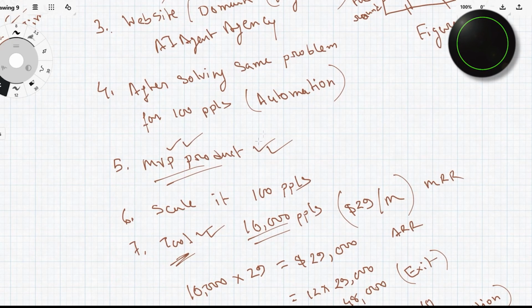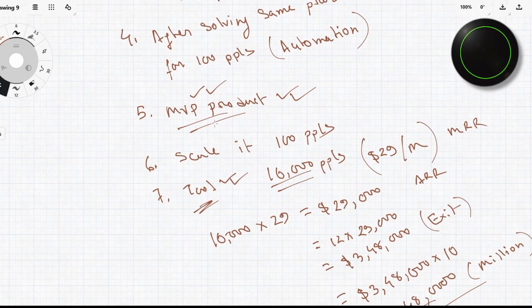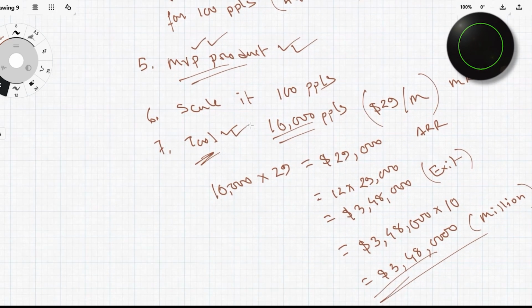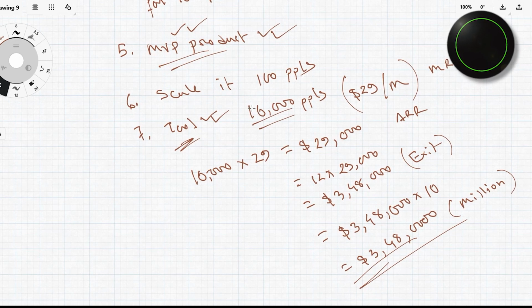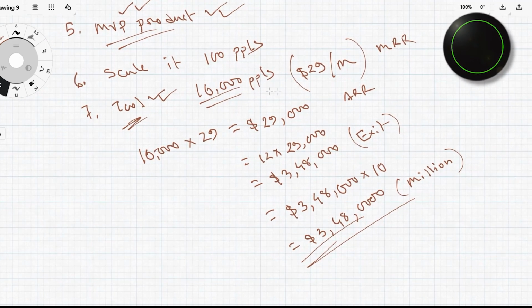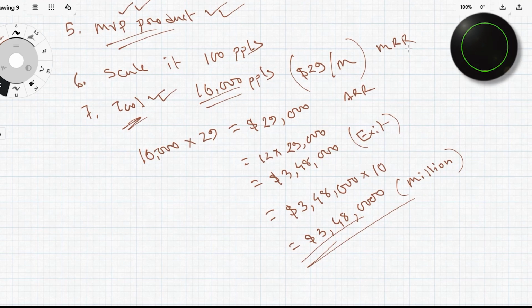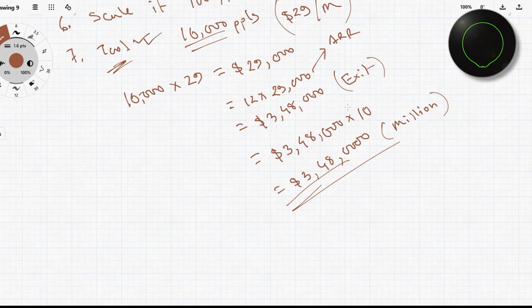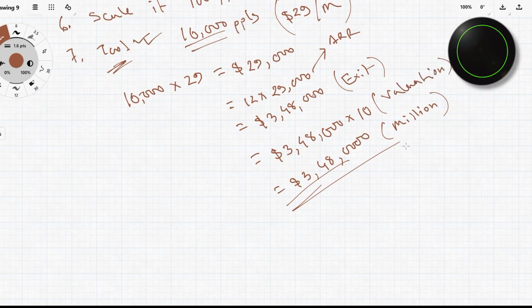Then after solving the same problem, if we figure out that people are paying for the same problem again and again, we will convert it into an MVP product, then scale it to the 100 people that we already have. If they want it, they have it. Then if we are able to crack it, we convert it into an actual tool. Then we reach out, scale it, run ads and all. If we are able to achieve this $29 per month MRR, then this is our ARR. At the time if we want to exit, this is the valuation calculation, by the way, and this is how we are able to earn millions, right?